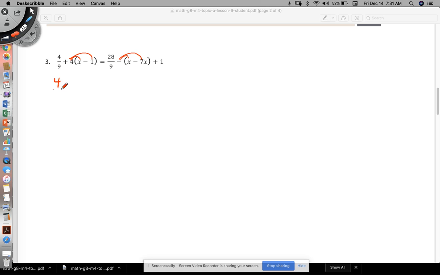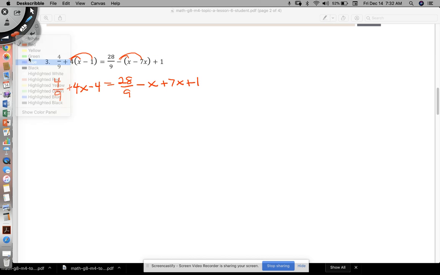All right, so bring down your 4/9. There's nothing I can do with that yet. 4 times x gives me 4x. 4 times negative 1 gives me negative 4. Equals 28 over 9. Remember, everything in here is going to become its opposite sign. So I now have a negative x, but I have a positive 7x. And then bring down your plus 1 from the end there.